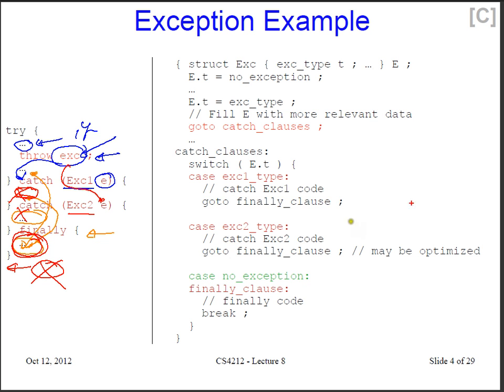All right. So remember that try statements can be nested. We can have try, and we can have another try here, and we can have a throw, and then we can have a catch here, and then maybe later we can have another catch, right?